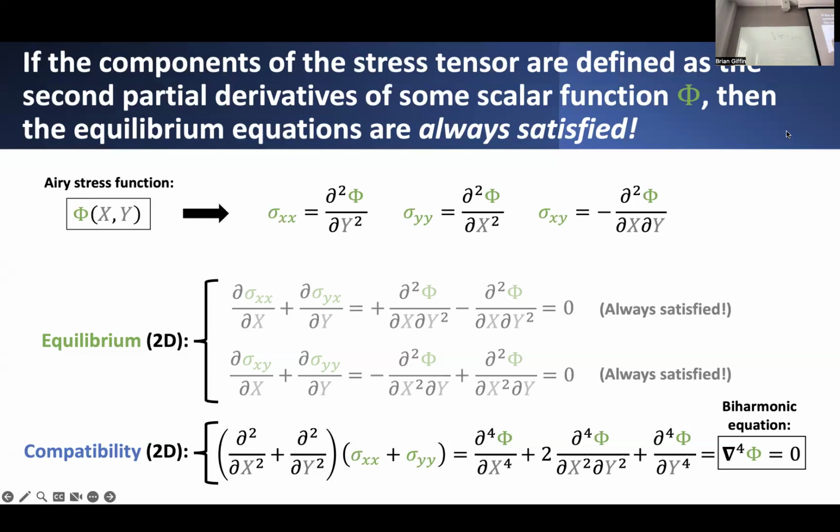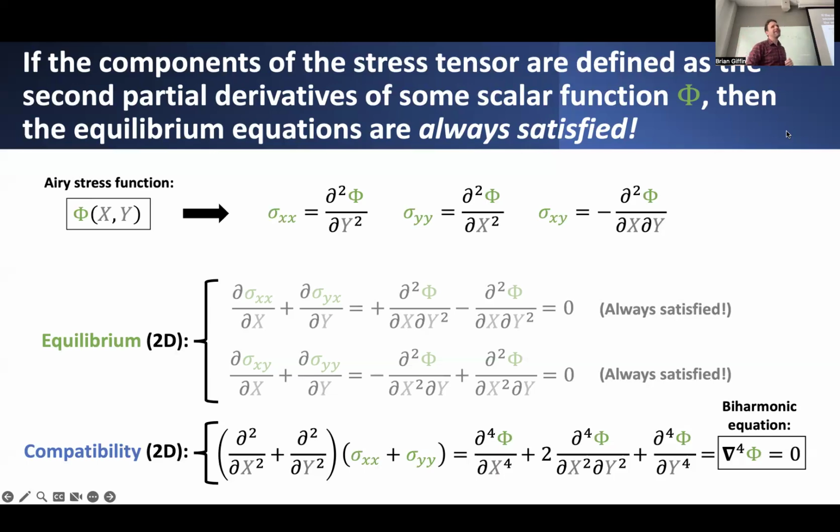But what's cool about this is now, rather than having to solve equilibrium and compatibility, you can suppose that the solution looks like this, that maybe there's a solution out there that can be generated from this function. We don't really know exactly what it looks like at this point, but if we suppose that it has this form, then we automatically satisfy equilibrium. We can just say it's satisfied. We don't have to check it. We don't have to do anything. All we have to do is figure out, does it satisfy compatibility?